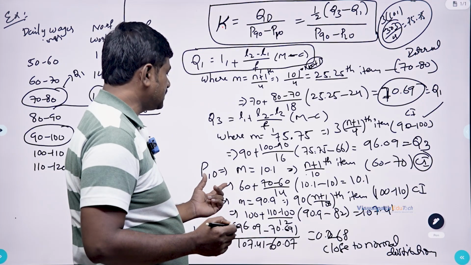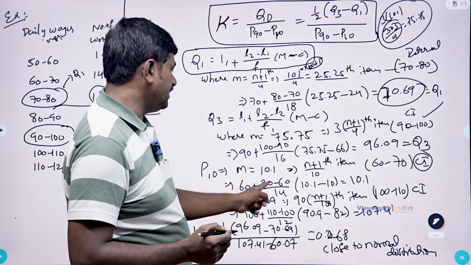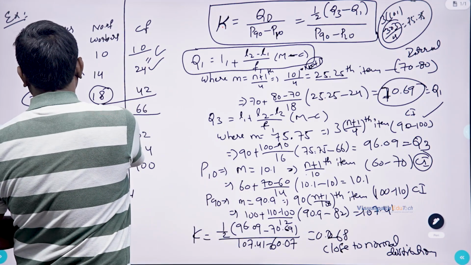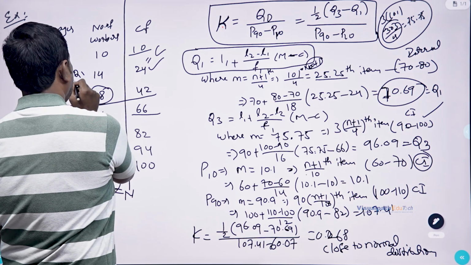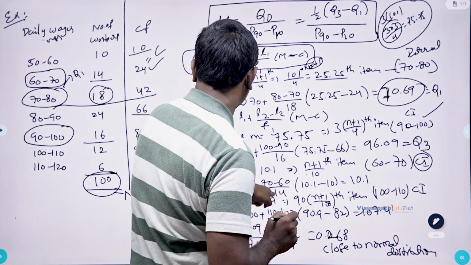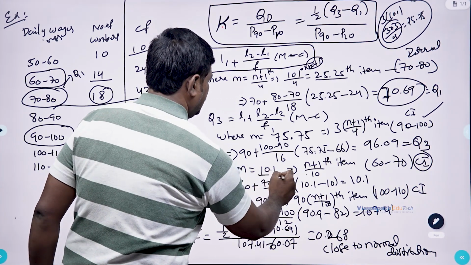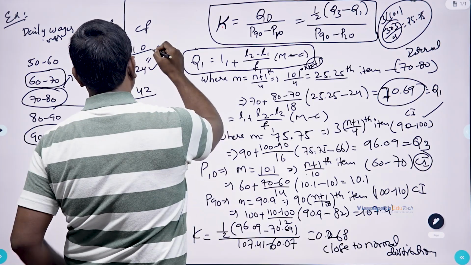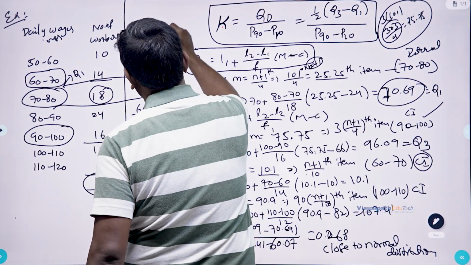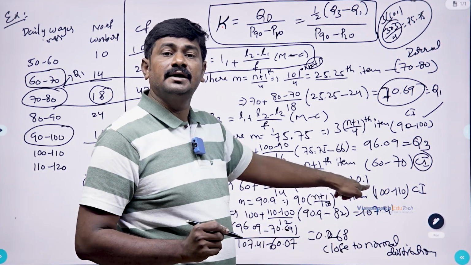Then similarly we substitute: the lower limit of the class interval, that is 60, plus (L2 minus L1, the upper limit 70 minus the lower limit 60) by the frequency of the selected class interval, which is 14, into (M, that is 10.1, minus the cumulative frequency preceding the selected class, that is 10). That is 10.1 minus 10.